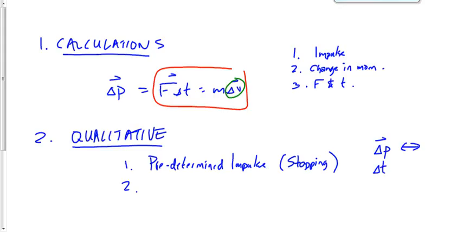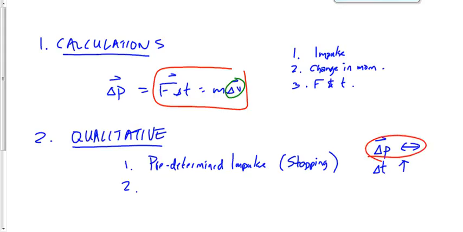Typically what I try to do, unless I'm trying to hurt myself, is increase the time that it takes to stop. If I jump off the desk and bend my knees, I'm increasing the stopping time. So what? Who cares if I increase the stopping time? Does that have any effect? Not on impulse, it doesn't. The impulse is going to be the same no matter how you stop.